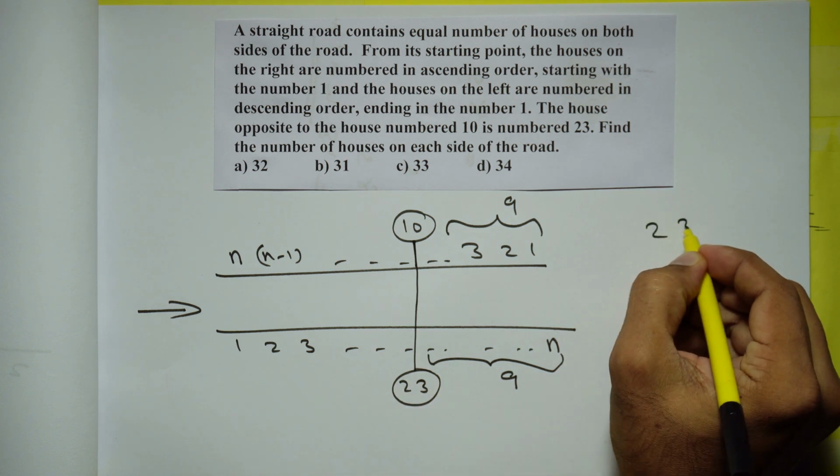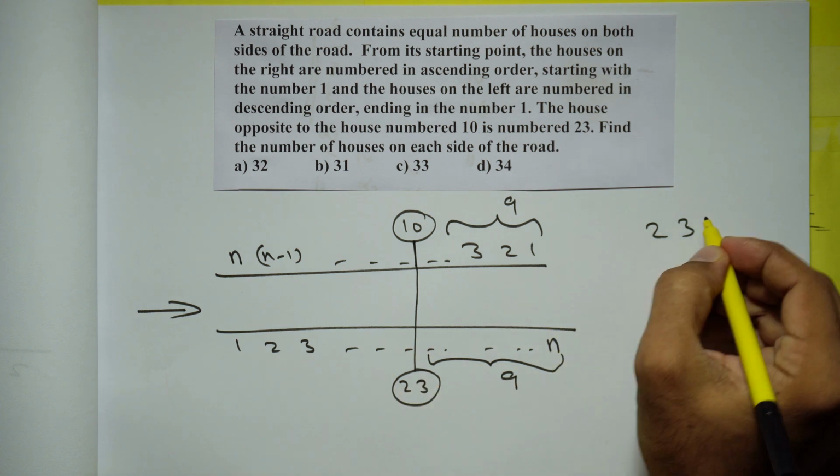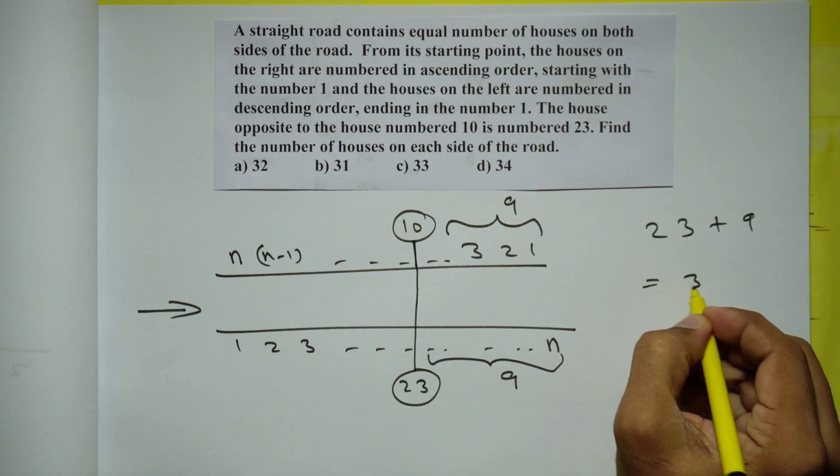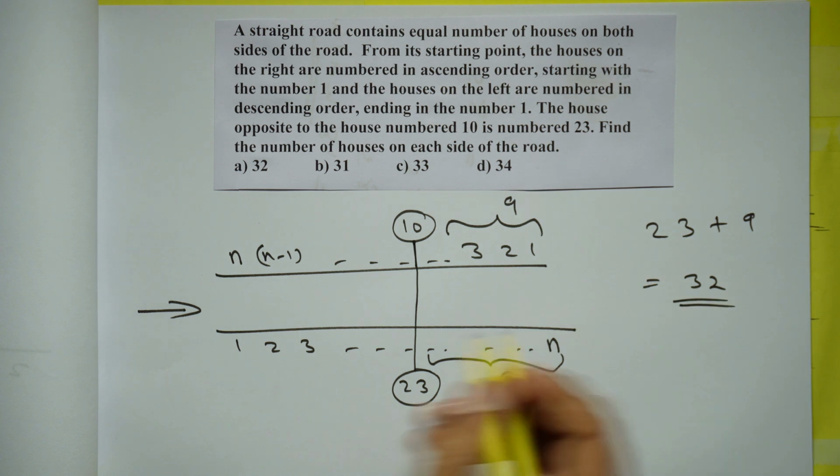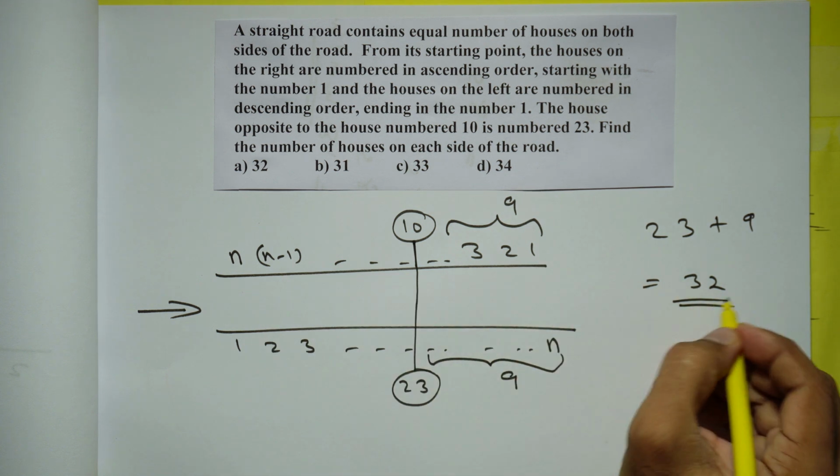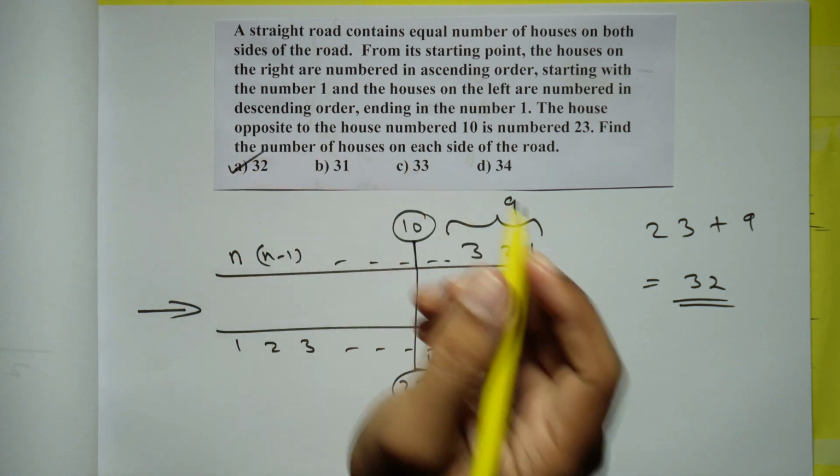So total number of houses will be 23 here and then 9 more. So 23 plus 9, altogether 32 houses are there on each side of the road. So number of houses is option A, 32.